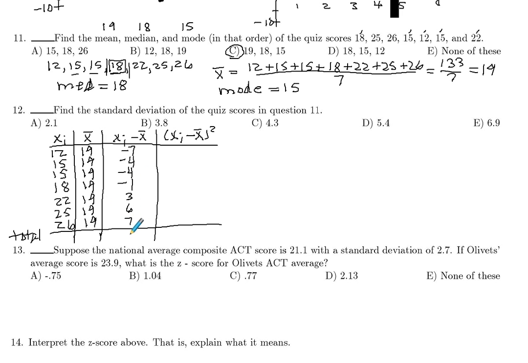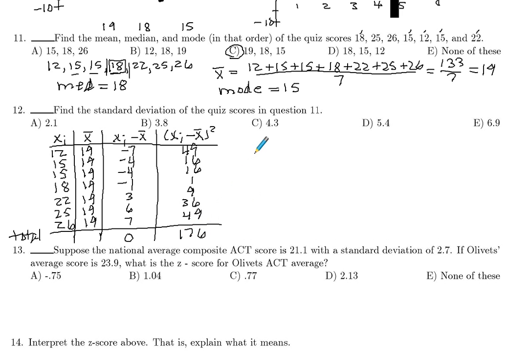And if you add these up, they add up to 0, and that's your double check that the deviation column should always add to 0. Now we square all of these. So negative 7 squared is 49, negative 4 squared is 16, negative 4 squared again, 16. Negative 1 squared is 1. 3 squared, 9. 6 squared, 36. 7 squared, 49. Okay, sum all these up. If you do the calculator work there, you get 176.